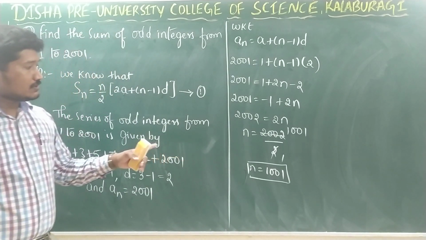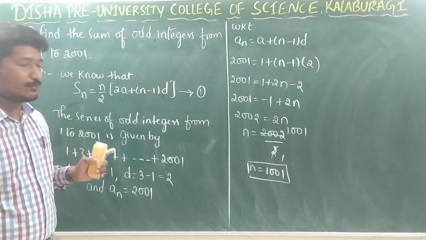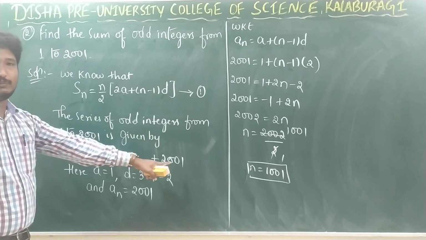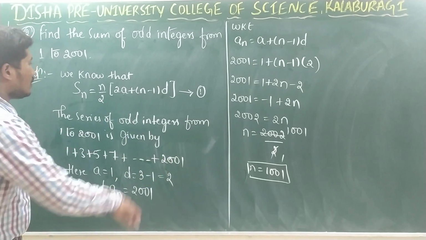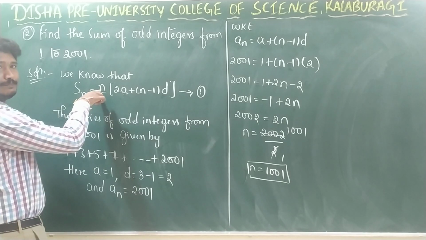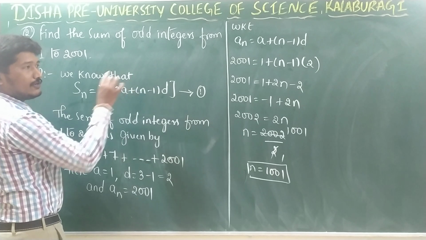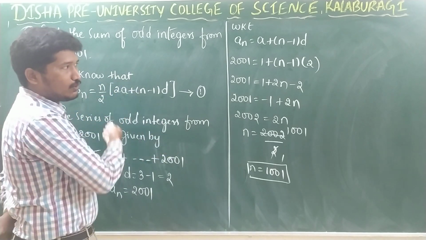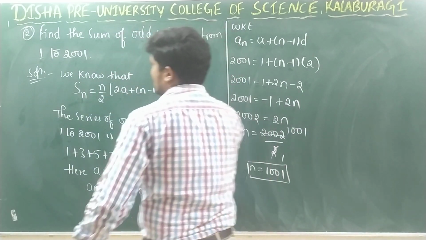Right? So I hope you understood this. How many terms are there in the arithmetic progression? 1001 terms are there in this given arithmetic progression, that is from 1 to 2001. So now we know the value of n, we know the value of a, and we know the value of d. So can I calculate the sum now? Substitute all those and let us find out the sum. I will solve this.